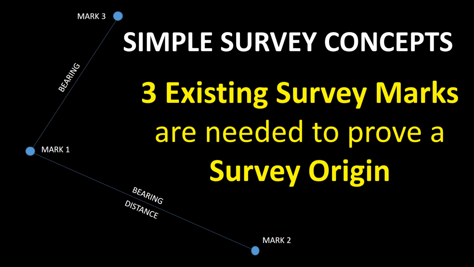All right, so simple survey concepts. Concept: 3 existing survey marks are needed to prove a survey origin. I've shown here 3 marks, 1, 2, and 3, and we need 3 existing marks so that we can position ourselves in most surveys. For instance, if I had 2 marks here and here, and I could measure the distance between those 2 marks, and I could set the bearing or direction, that would be fine. But I would not know whether the marks had moved.